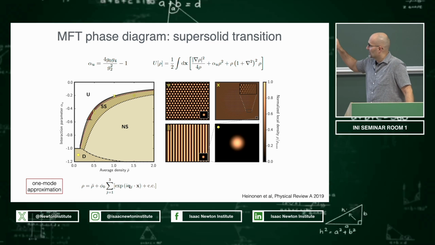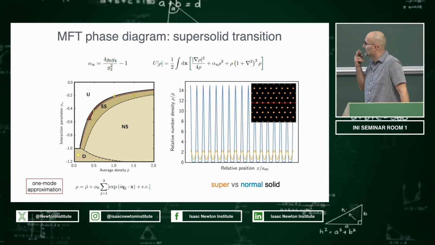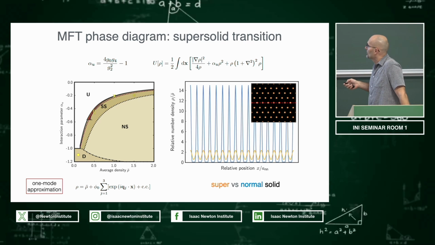So these are all mean field predictions based on these one-mode approximations. The transition from supersolid to normal solid, for example, can be defined here as the line where the one-mode approximation becomes invalid. Here's a cross-section which compares a supersolid state, shown here in orange, with a normal solid. For the normal solid, we see that the density drops to 0 in between, which results eventually in phase decoherence. And for a supersolid, you have these modulations.